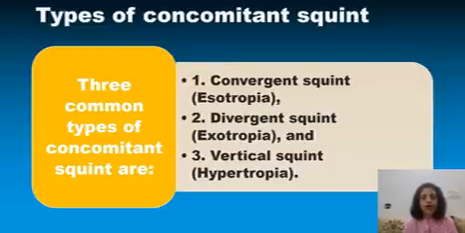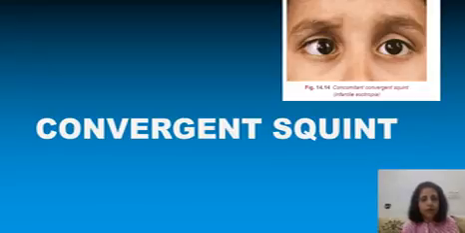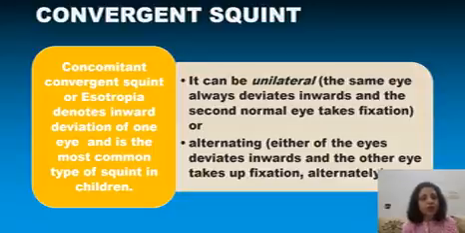Now, the types of concomitant squint. Three common types of concomitant squint are the convergent squint, divergent squint, and the vertical squint. Convergent squint. The convergent concomitant squint or esotropia denotes the inward deviation of one eye and is the most common type of squint in children.